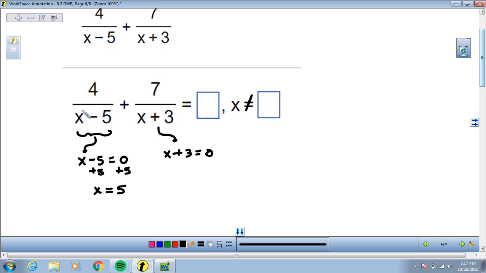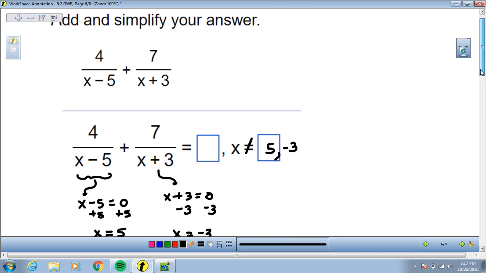Why? Because it causes my fraction to have a denominator of 0, and remember that a denominator of 0 makes the fraction undefined. Undefined means that the value does not exist. So we're going to say that x cannot equal positive 5, comma, and now we're going to solve for the other one. We subtract 3 from both sides, so we get x is equal to negative 3. So negative 3 is going to make the second fraction have a denominator of 0. Negative 3 plus 3 is 0, right? And 7 divided by 0 will give you an undefined value, which means a non-existent value. So that means that x cannot be positive 5 or negative 3. That will be my domain.